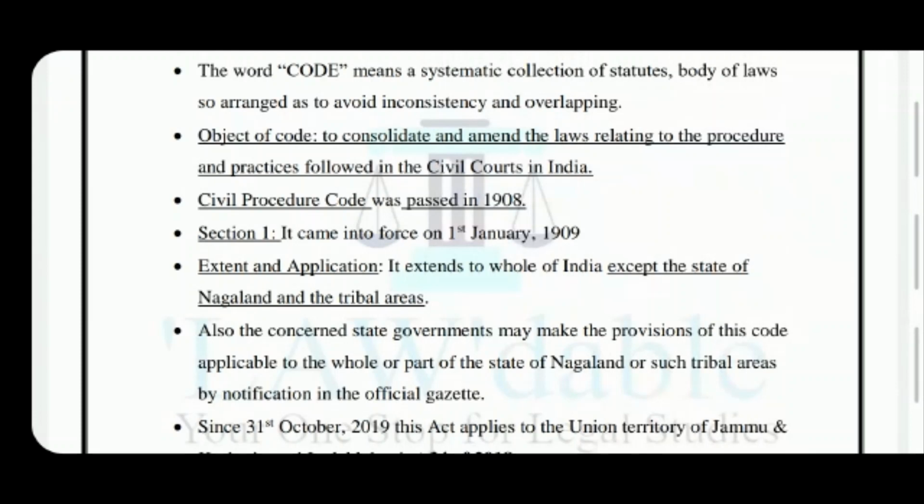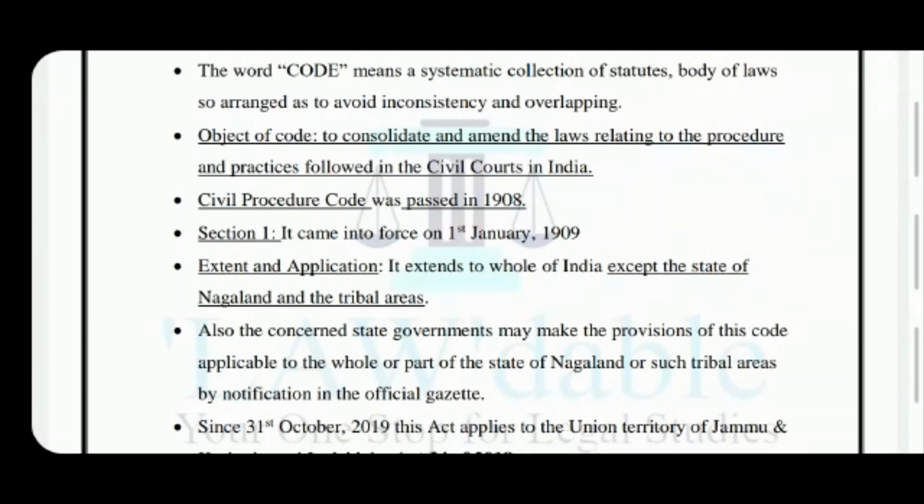Now, the most important point is the next point. It is asked in many examinations that the Civil Procedure Code was passed in 1908, and when did this act come into force? It came into force on 1st January 1909. This is told to us by which section? Section 1 tells us that the Civil Procedure Code came into force on 1st January 1909.